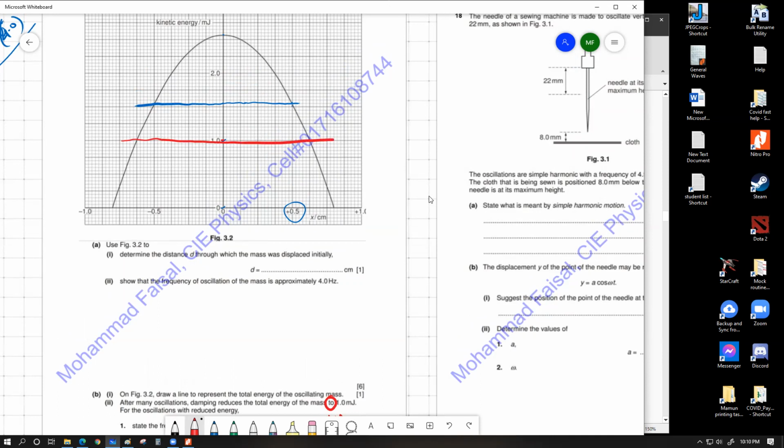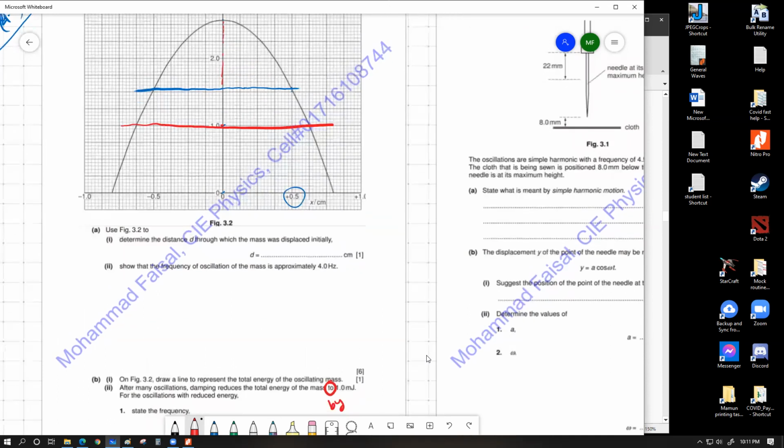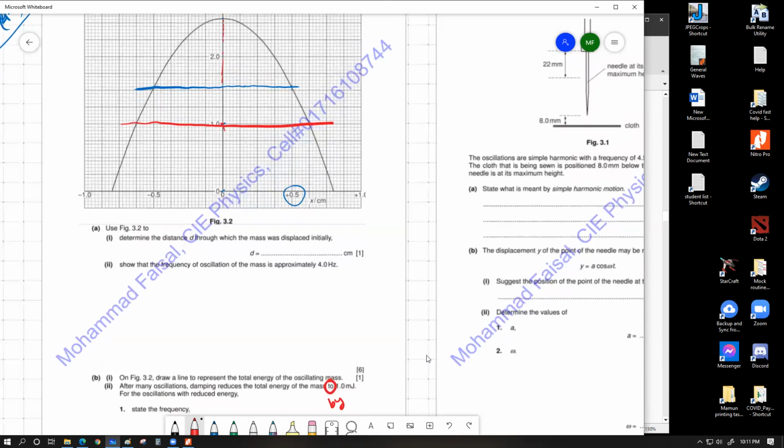So the reduction amount is now 1 millijoule. The main question told us that the original amount of energy is 1 millijoule. That's why for the blue line over this part I represented 1 millijoule. But if the question was the amount reduced by 1 millijoule, then the loss should be 1 millijoule. These are not the same thing. This is the amount of energy remaining. This is the amount of energy lost.